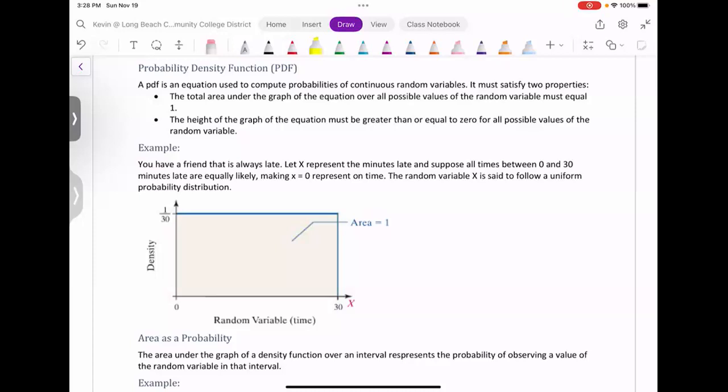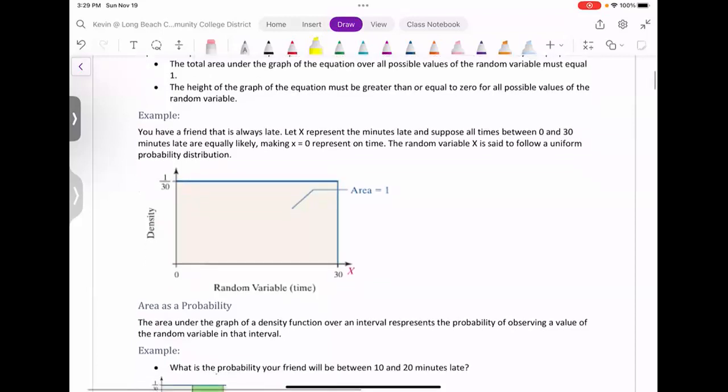Chapter 5 was about a discrete random variable. We are now to a continuous random variable. It must satisfy two properties. The total area under the graph of the equation over all possible values of the random variable must exactly equal 1, meaning 100%. The height of the graph of the equation must be greater than or equal to 0 for all possible values, meaning the area is always above the x-axis or z-axis or whatever axis we're calling it.